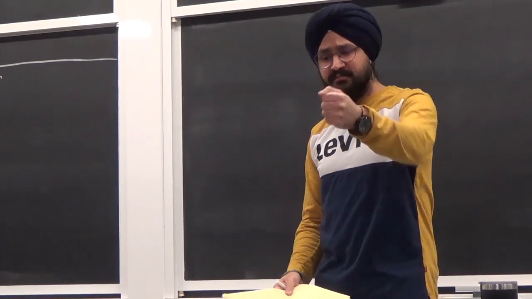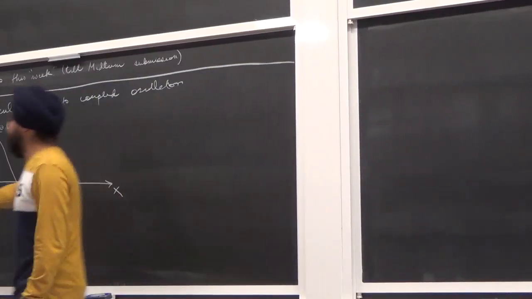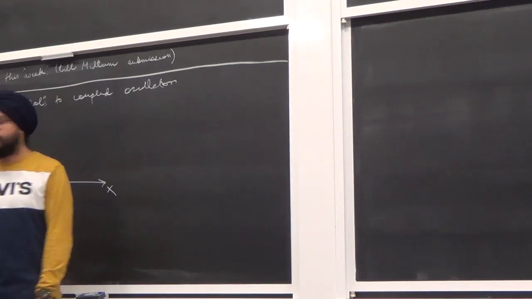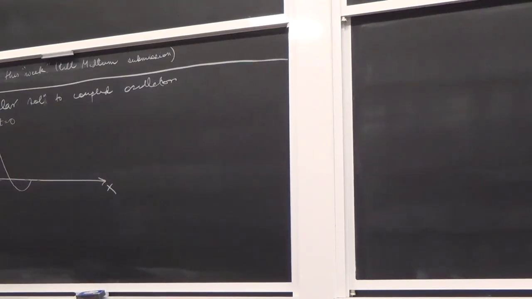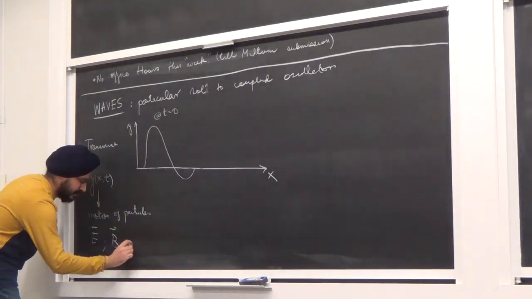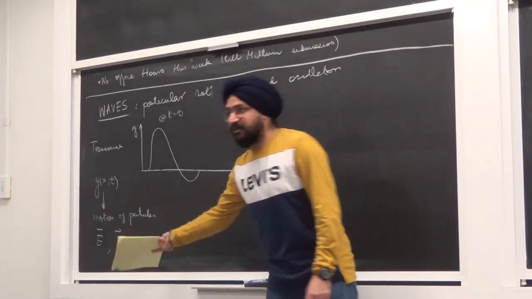It could be something in a medium, a particle's oscillation. It could be the electric field. It could be the magnetic field. Okay? This y is a generic coordinate. It could represent anything. This could be the actual physical motion of a particle, or motion of this waveform. It could be electric fields, it could be magnetic fields, and so on and so forth. And of course, starting next week, we'll talk about particular E and B solutions, which would make electromagnetic waves. So that's that. And it's transverse.